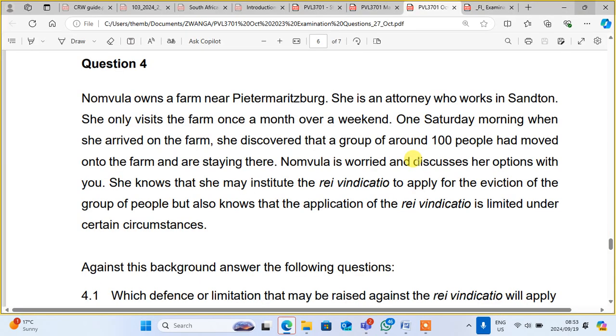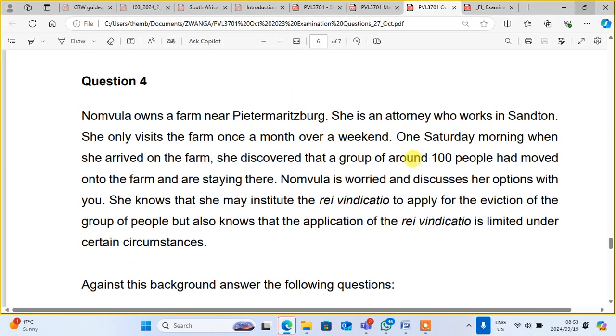I have opened another question paper again. Question 4. Nomvula owns a farm near Pietermaritzburg. She is an attorney who works in Sandton. She only visits the farm once a month over a weekend. One Saturday morning, when she arrived on the farm, she discovered that her group of 100 people had moved.